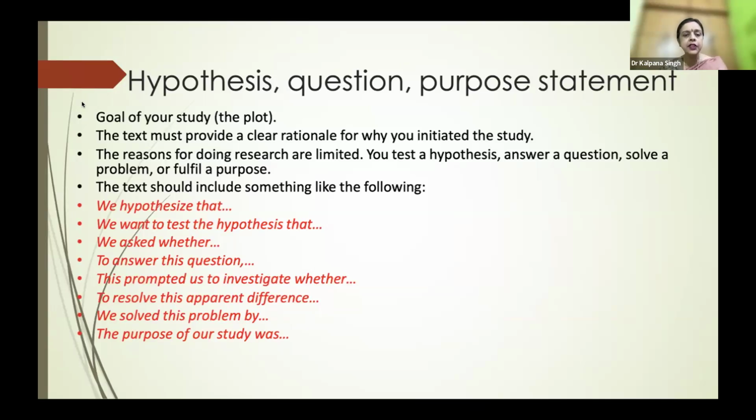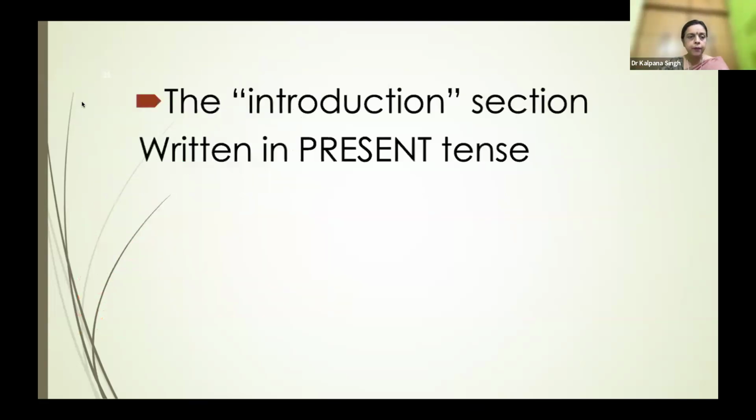The text must provide a clear rationale for why you initiated the study. You test a hypothesis, answer a question, or solve a problem. So the paper has to fulfill these criteria, and the text should include something like the following: we hypothesize whatever the research topic is, or we want to test the hypothesis. We ask whether this is true or not, or we try to answer this question. In this way, we introduce the topic.